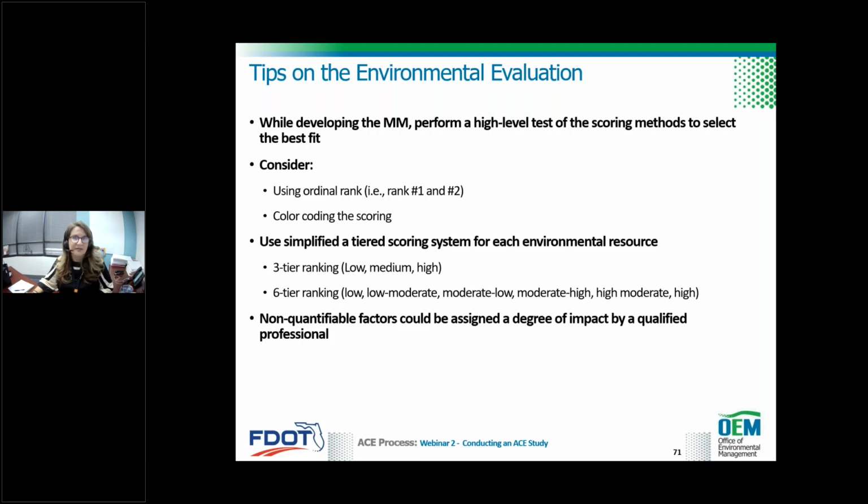We just presented a 6-tier ranking, and that ranking was needed because there was very little differentiation between the data that was collected. You might be able to use a much simpler 3-tier or simple ranking of alternative corridors as well. Some issues may not be quantifiable, and you may need to rely on the experience of a professional for that degree of impact.